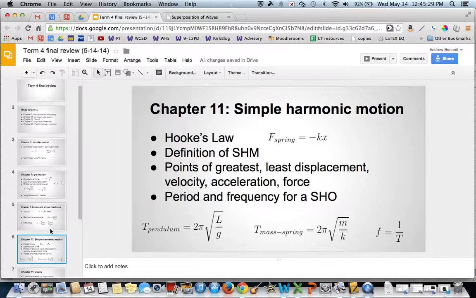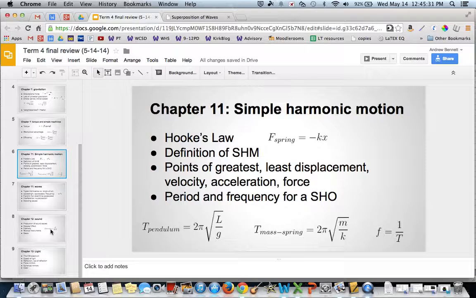The next chapter was simple harmonic motion and waves. So we started off with Hooke's law. That was the one that related the force that a spring exerts on some object and the distance that spring is stretched, so that it was proportional by this factor k that we call the spring constant.